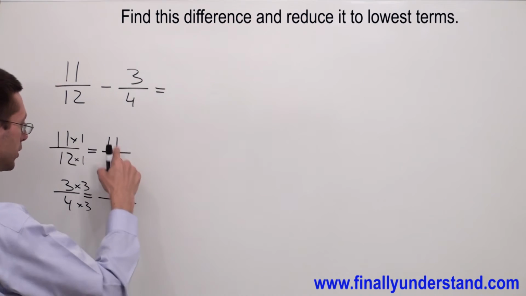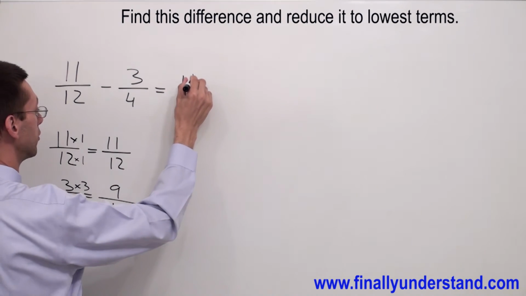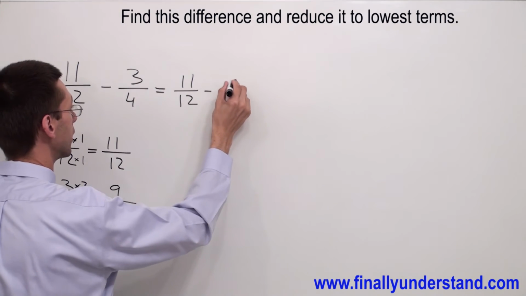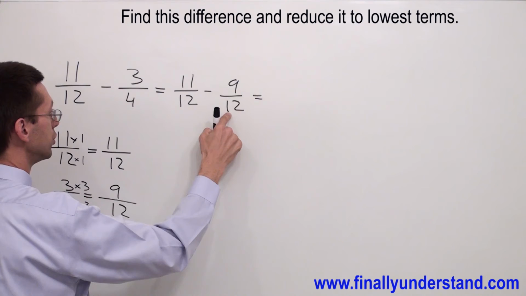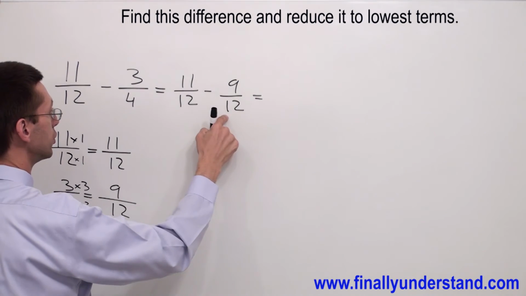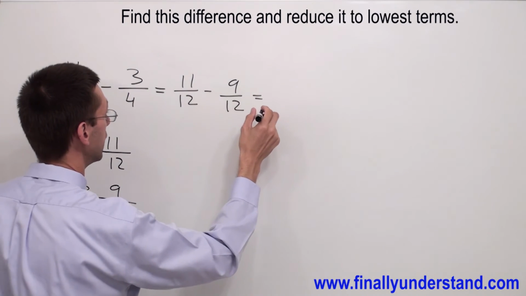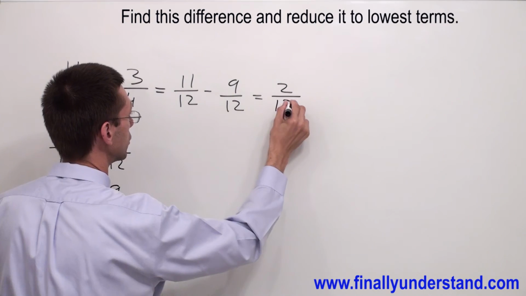Okay, I'm going to copy the equivalent fractions into my equation. I have 11 over 12 minus 9 over 12. I have a common denominator. If I have a common denominator, I can subtract the numerators. 11 minus 9 is 2 over 12.